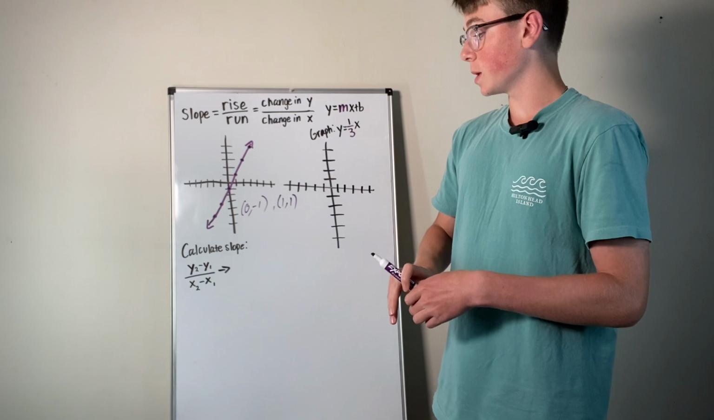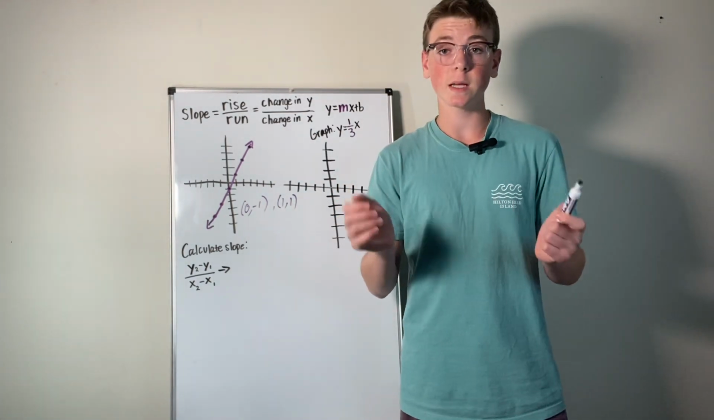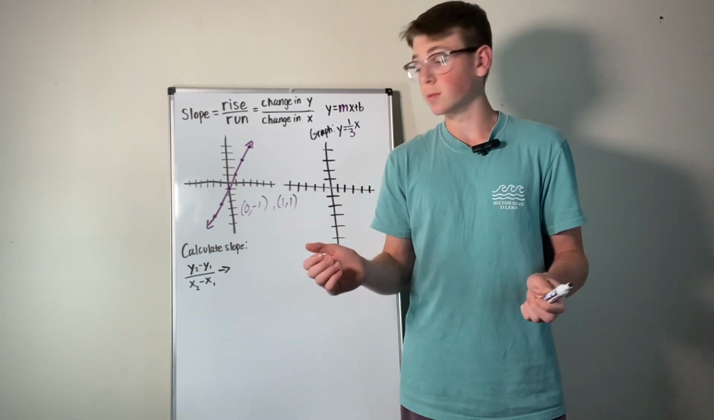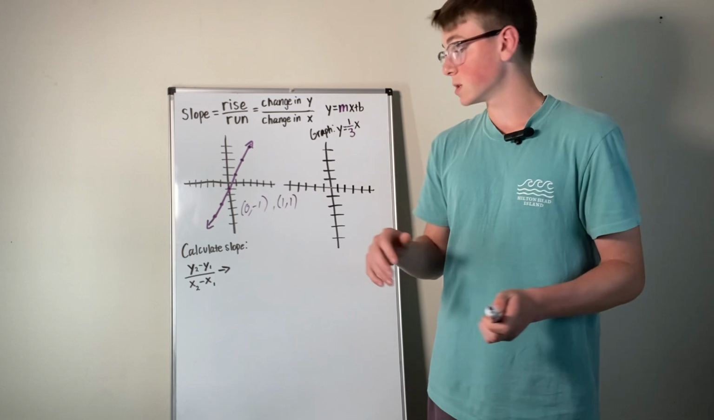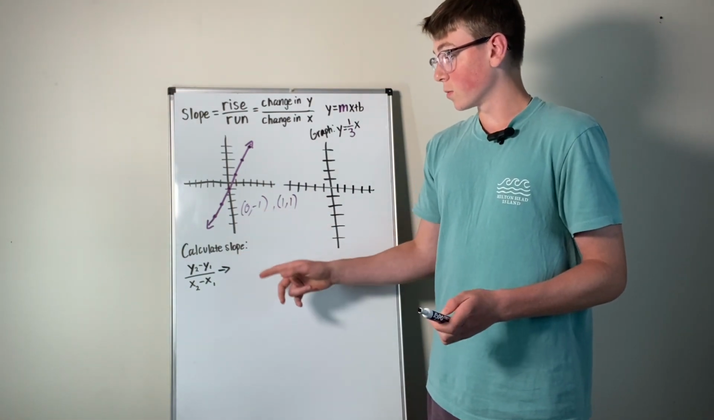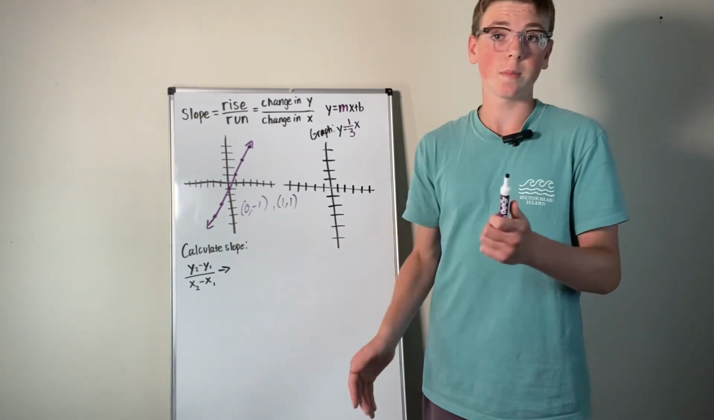So our formula is going to be y2 minus y1 over x2 minus x1. It doesn't matter which y and which x you use first, just keep it consistent. So if you use this -1 as your y2, remember your x2 will then have to be the 0. You can't switch up.